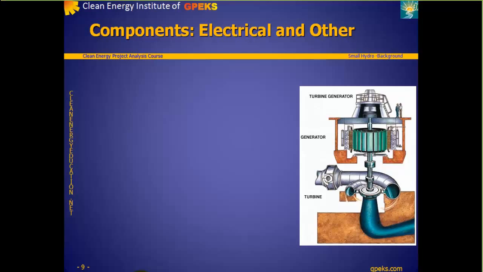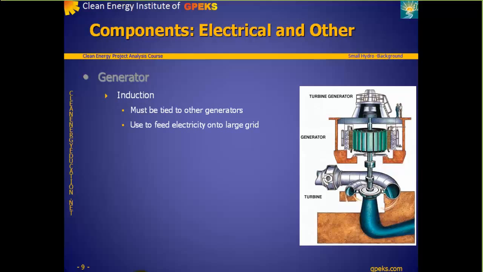Components. Electrical equipment. The principal electrical component in a small hydro project is the generator. 2 different types are used, induction and synchronous generators. The induction generator, also known as an asynchronous generator, is common in small hydro projects that are connected to the central grid. For an induction generator to function, alternating current must be present to energize electromagnets arranged in a ring around a circular cage that is free to turn.